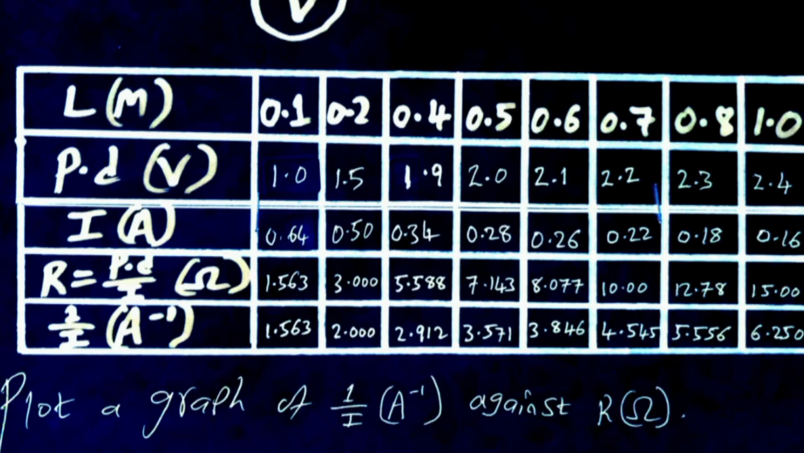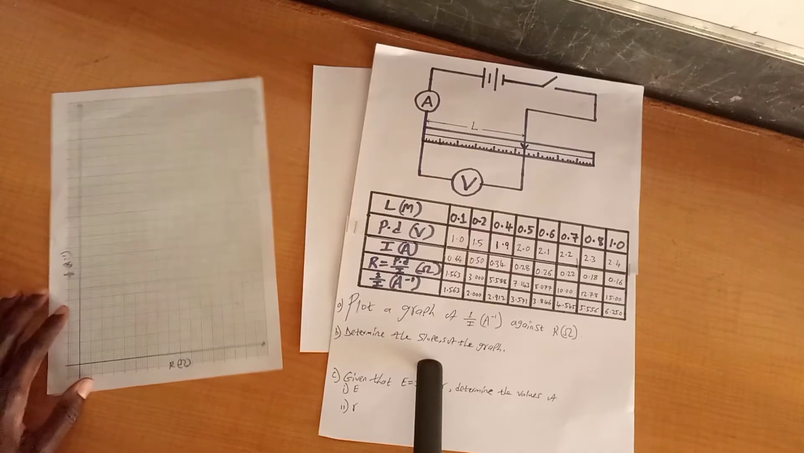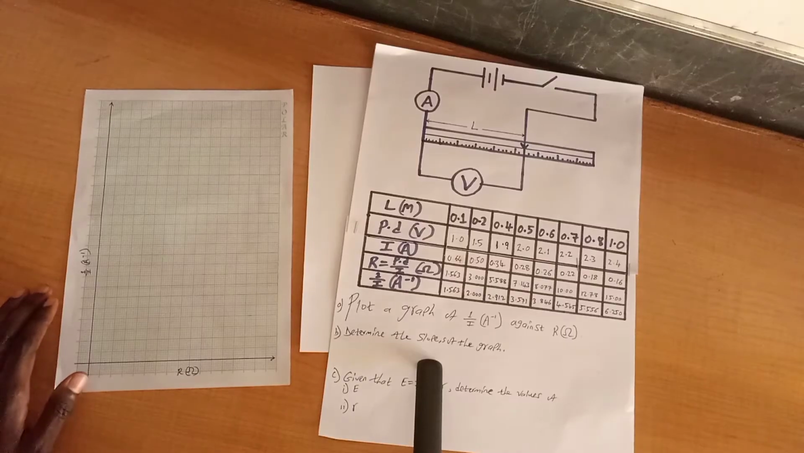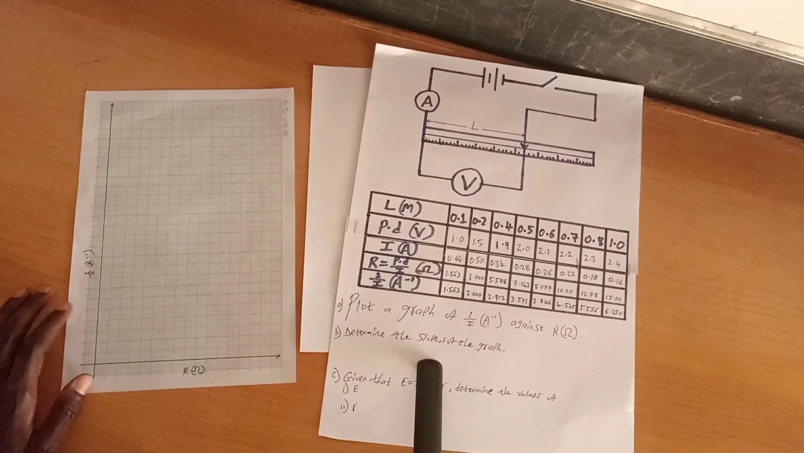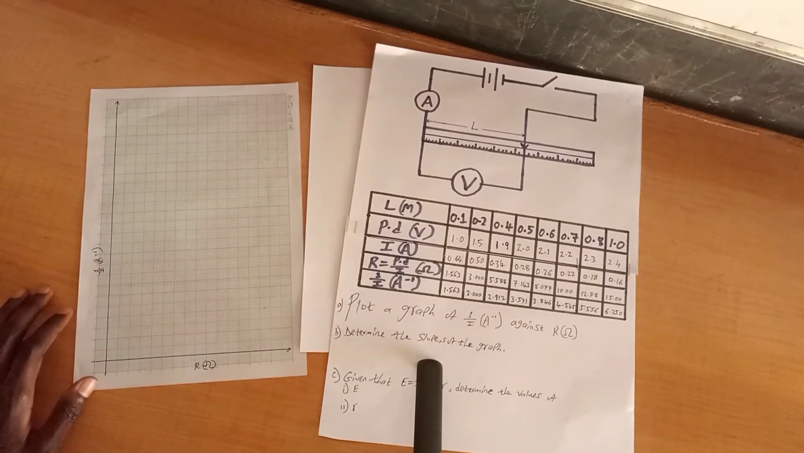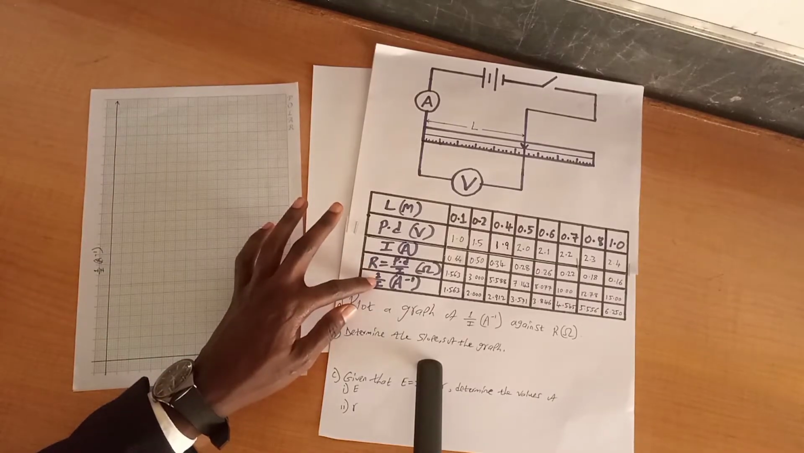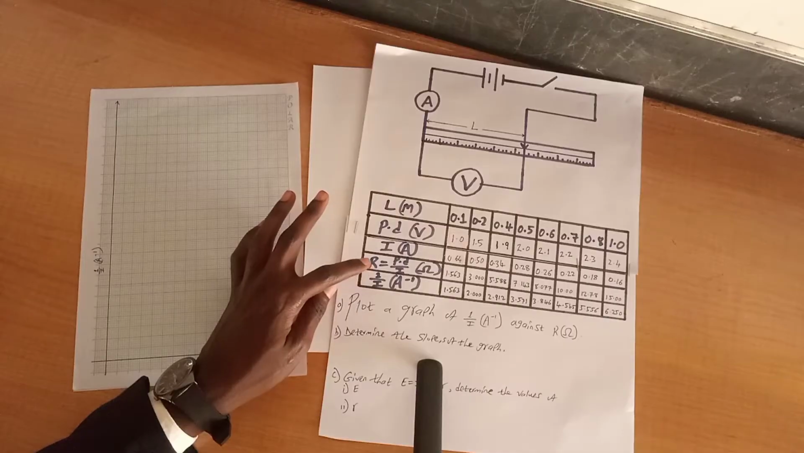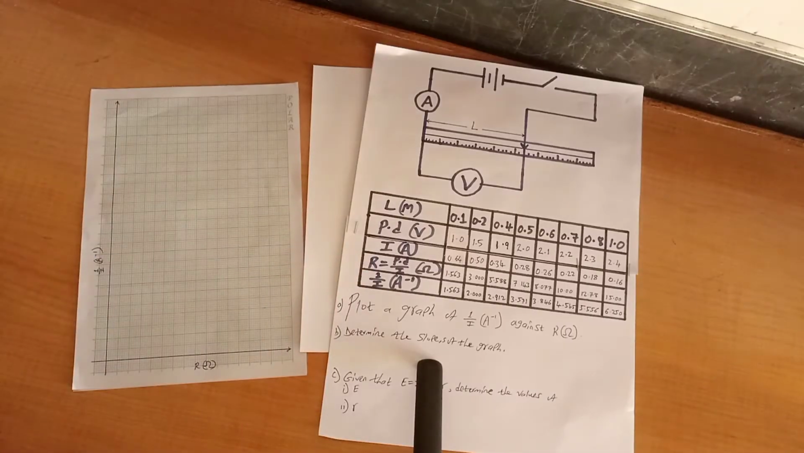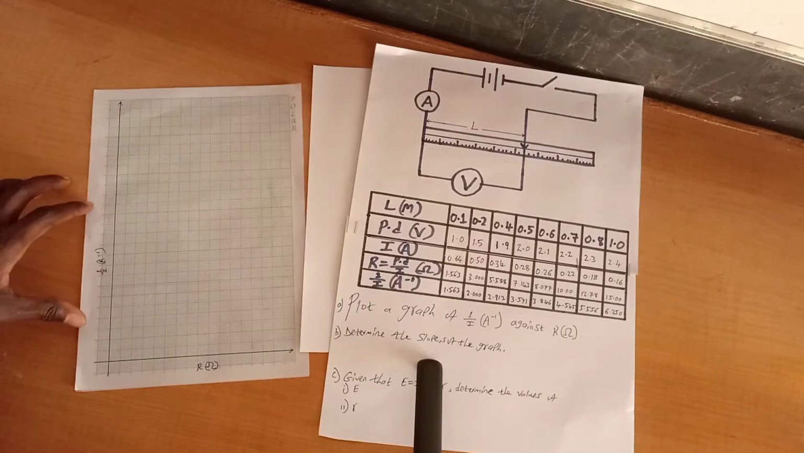So that is the full table now. Then we are plotting a graph of reciprocal of current against resistance. So let's see. For the reciprocal of current, the largest value is 6. Smallest is 1.5. Largest is 6. That is for the reciprocal of current.